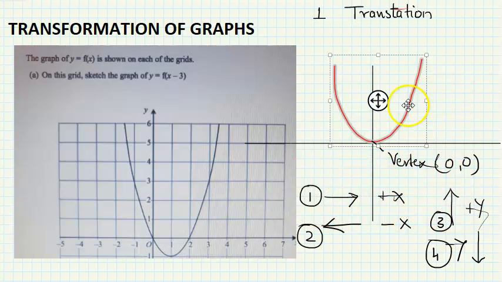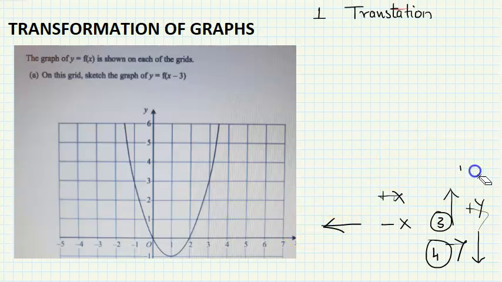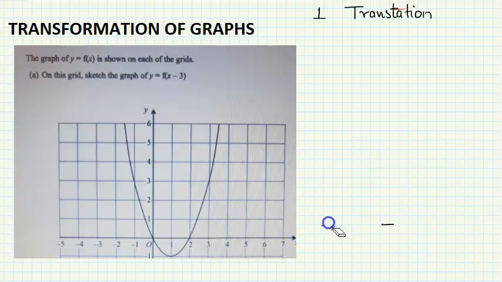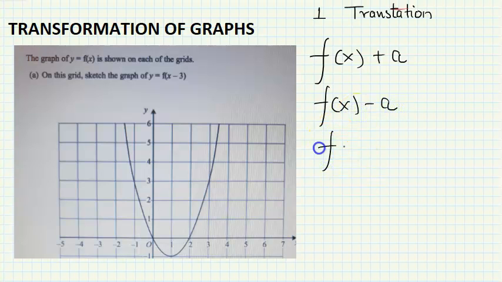Now how do we shift it? For that, we have the rules, which tell us how to shift the graph. For example, it is all written in this form, that is f(x) plus a, f(x) minus a, f(x plus a), and f(x minus a).